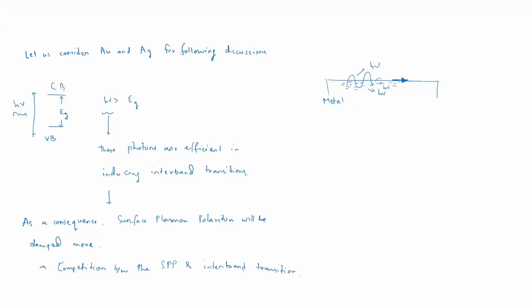Now if some of these photons are used for this interband transition, a smaller number of electrons can be oscillated by the available electric field because the number of photons is less. Hence there is this competition between SPP versus interband transition, and that leads to quicker damping of SPP.